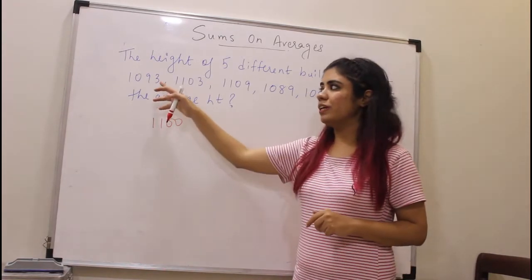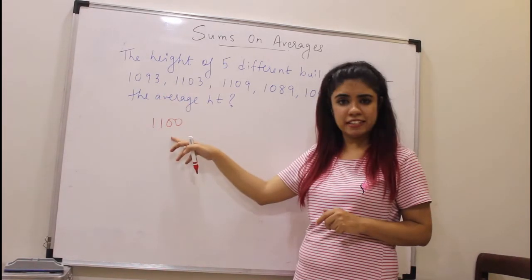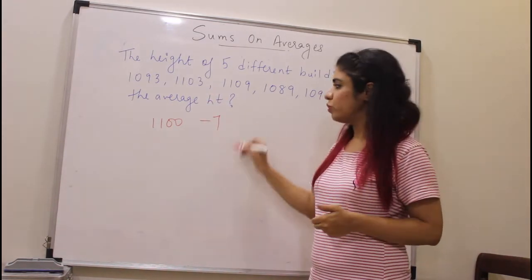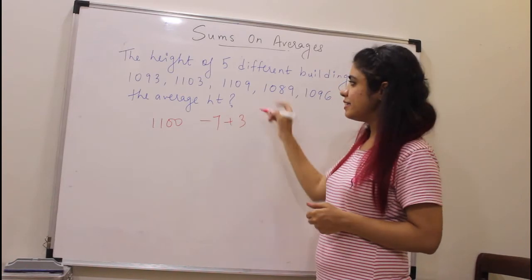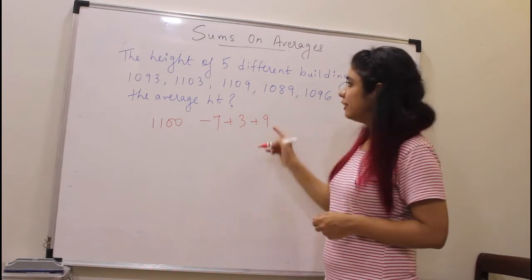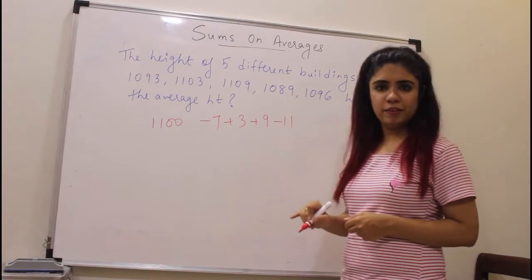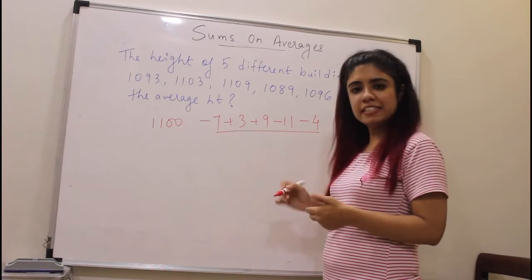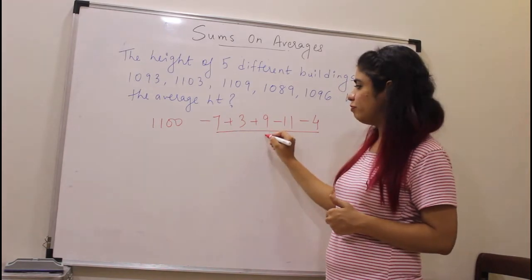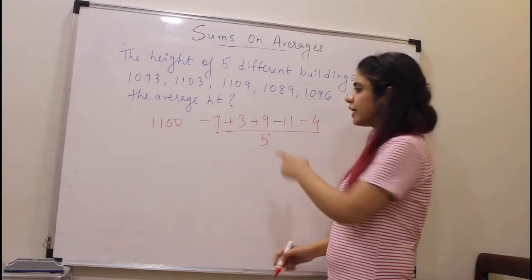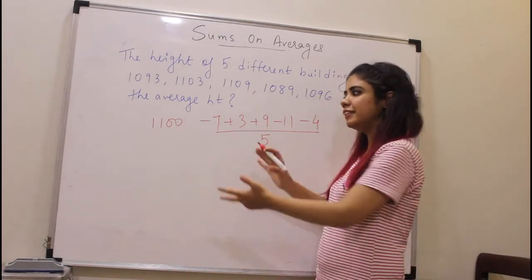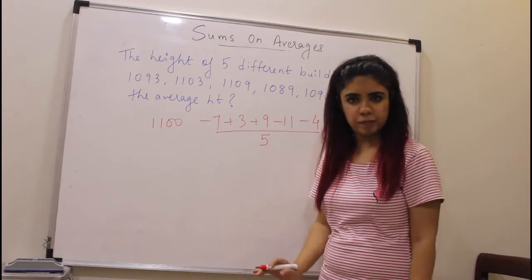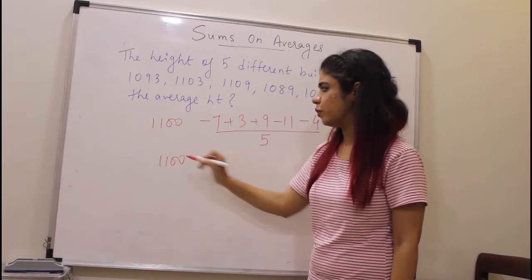Say for example, 1093 is 7 less than this number. So I will subtract 7. 1103 is 3 more. So I will add 3. This is 9 more. So I will add 9. This is 11 less. So minus 11. And this is 4 less. So I will subtract 4. I will divide this by my number of buildings, and my number of buildings are 5. See, calculating this is very easy. That is the reason I have taken a standard number, any number, and found out the relation with every other number. So your answer will be 1100.